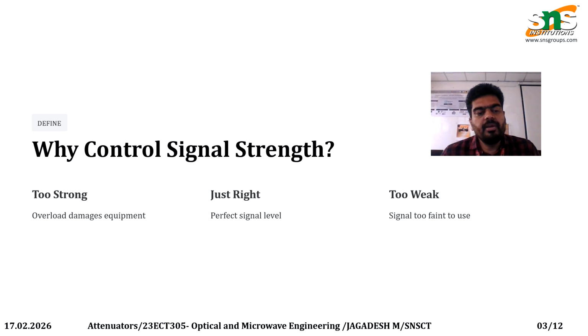So coming to the define part, why control signal strength? If the signal is too strong, it overloads and damages equipment. Just right is a perfect signal to travel. A signal that is too weak is too faint to use. So this is why we require control of the signal strength.